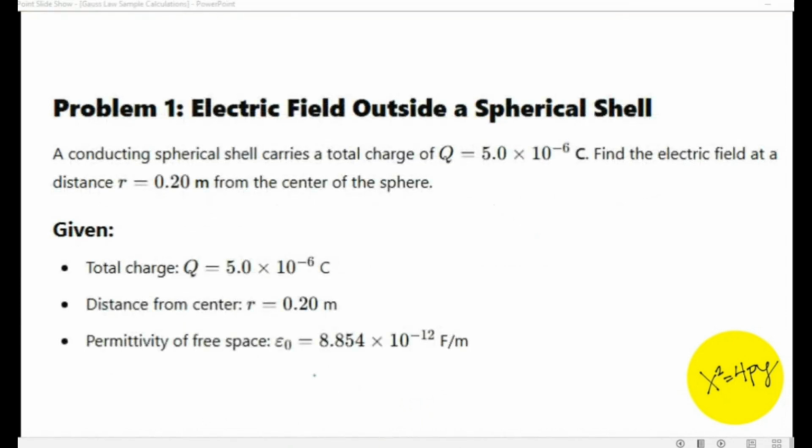Now, for the first problem, we have Problem 1, related to the electric field outside a spherical shell. A conducting spherical shell carries a total charge of 5.0 times 10 raised to negative 6 coulomb, and we have to find the electric field at a distance of 0.20 meters from the center of the sphere. So, the given values: the total charge is 5.0 times 10 raised to negative 6 coulomb.